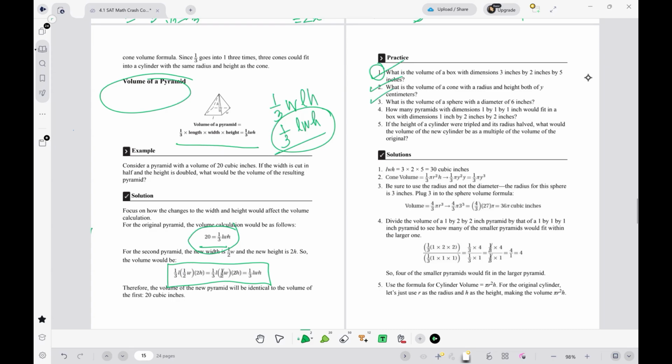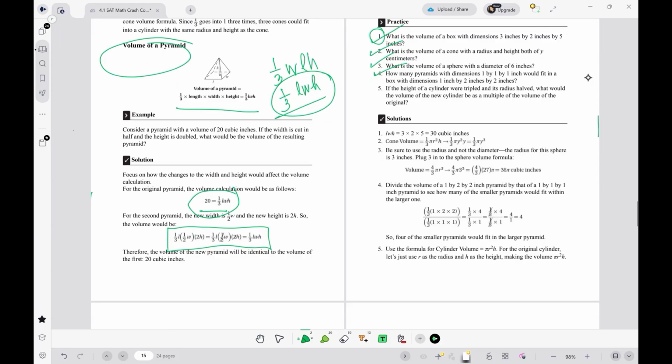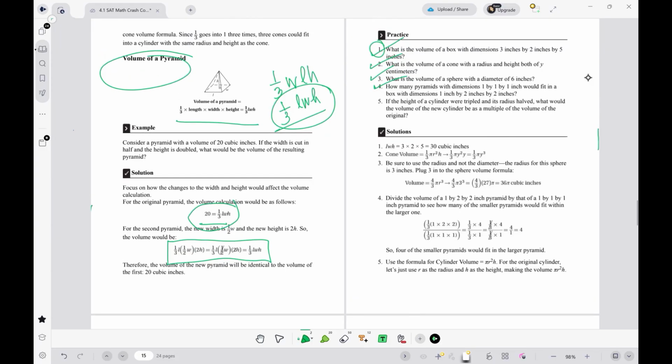Problem number 3: what is the volume of a sphere with a diameter of 6 inches? This is also just a simple equation. Problem number 4: how many pyramids with dimensions 1 by 1 by 1 would fit in a box with dimensions 1 inch by 2 inches by 2 inches? You just need to compare with two different pyramids.